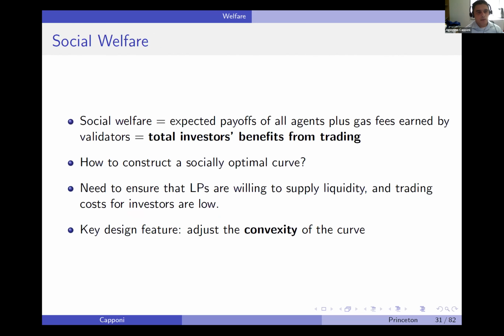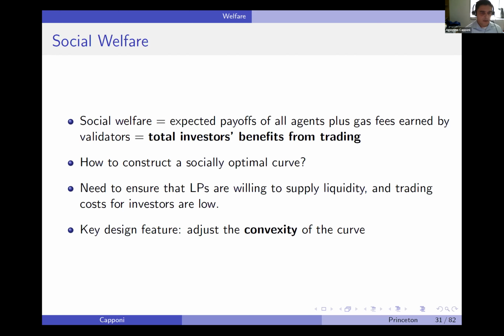So then I think we have just a few more minutes to discuss what is optimal in terms of constructing this convexity. And the idea is that, as we have seen, most of the reasons behind the incentives for providing liquidity are determined by the convexity of this curve, right? The convexity of the spot price of the curve.